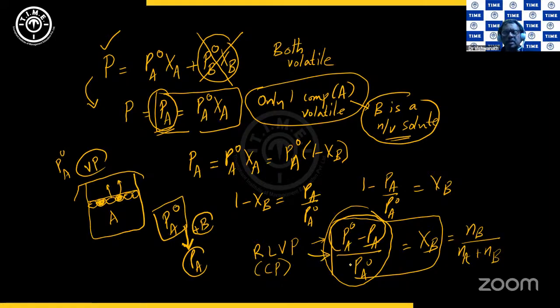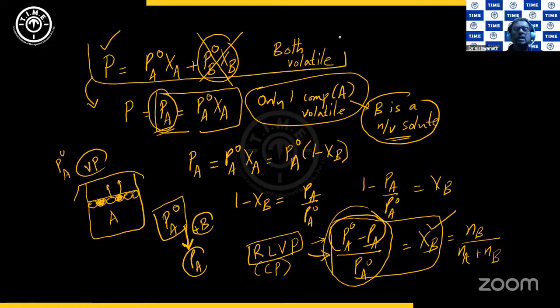(PA naught minus PA) by PA naught is the relative lowering of vapor pressure. Raoult's law now says that for the second case, the relative lowering of vapor pressure is equal to the mole fraction of the solute. Is this clear? So this is what we get from Raoult's law, in its full form.